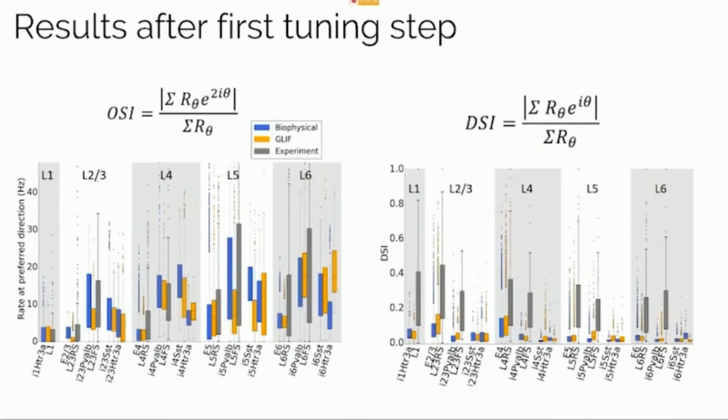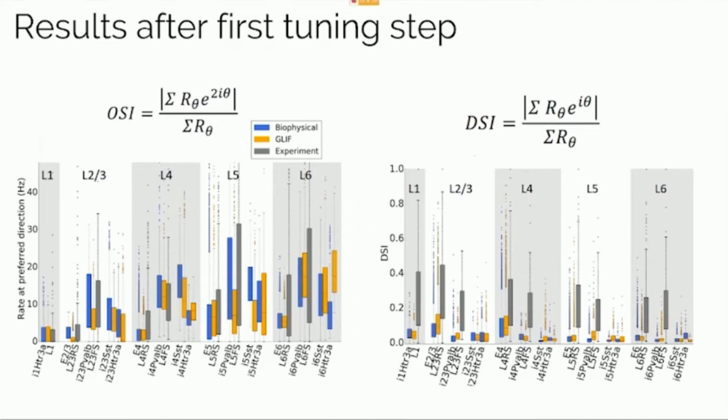So after this first training step, the orientation selectivity matches empirical results well. You see the orientation selectivity index plotted in the left panel here for the biophysical model in blue and the point neuron model in yellow. And these are in general corresponding quite well to empirically obtained values. But if you look at the right panel where the direction selectivity index is plotted, the match is a little bit less good. So the authors then further explored the functional rules of recurrent connections, aiming to improve the direction selectivity levels while keeping the firing rates close to experimental values.